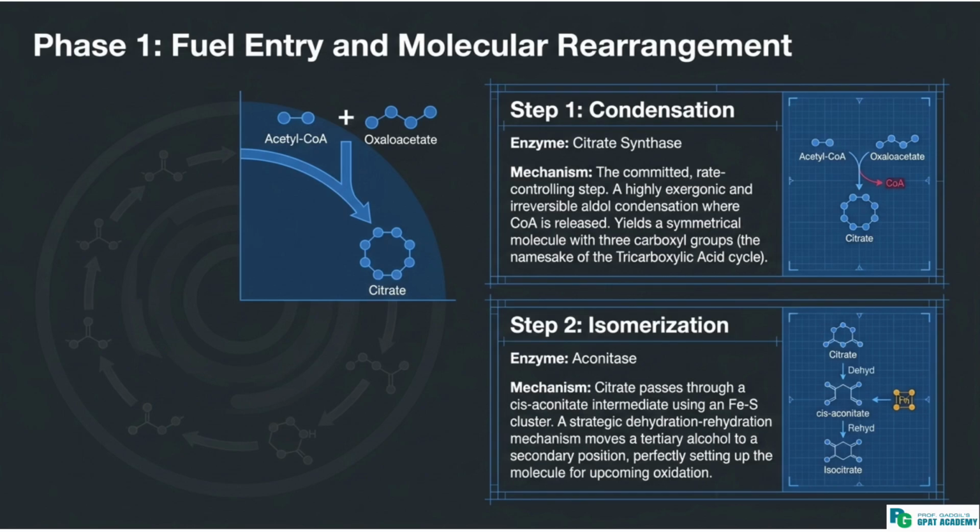Why it matters? Citrate's tertiary alcohol group is poorly positioned for oxidation. By moving the hydroxyl group to an adjacent carbon, aconitase creates a secondary alcohol perfectly set up for the next oxidation step. Next is the chemical logic. Aconitase contains an iron sulfur cluster that stabilizes the transition state. No coenzymes are needed.